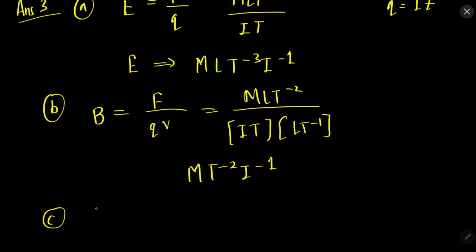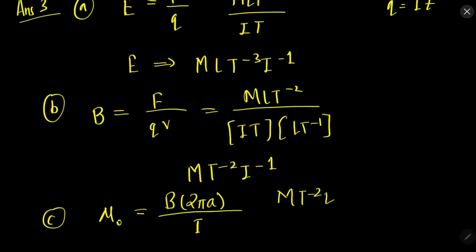Now the third is magnetic permeability, which is represented by mu naught. So this permeability tells us about how easily the magnetic field can travel in any medium. So the formula is magnetic field into 2 pi a, where a is the length, upon I, the current. So what we will have for magnetic field, we will have M T minus 2 I minus 1.